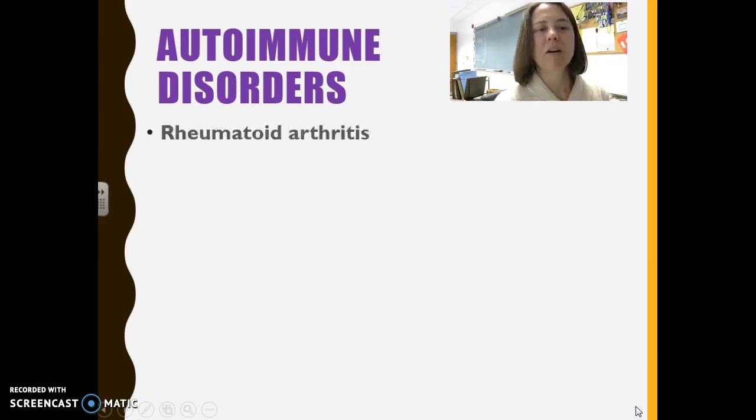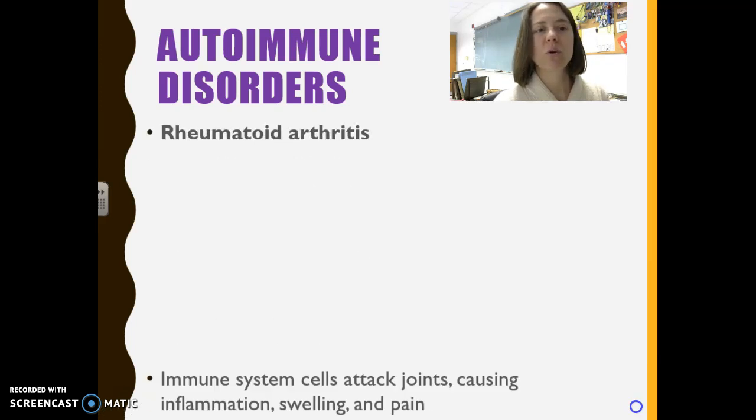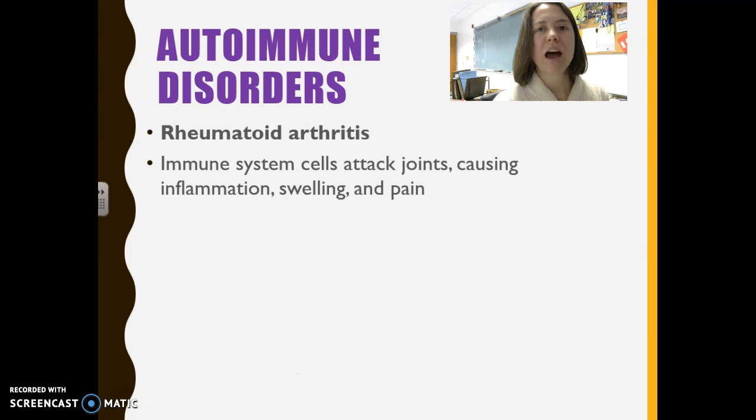So let's talk about a couple of different types of autoimmune disorders. One of them is rheumatoid arthritis, and that is when your immune system actually attacks the cells of your joint. This will cause inflammation, swelling, and pain. We talked a little bit about rheumatoid arthritis in the skeletal system. That was one of the types of arthritis that we discussed.